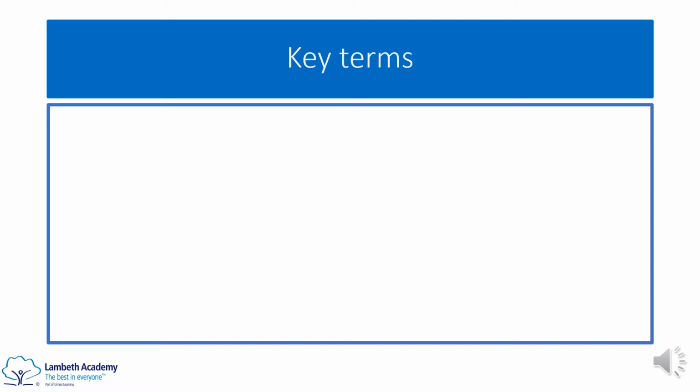The second key term that I want you to walk away from today's lesson knowing and understanding is venous blood. This is blood that's on its way back to the heart, so it's been to the muscles, it's been to the organs, and it has picked up carbon dioxide. Because it's picked up carbon dioxide, it means that it's a very dark red.